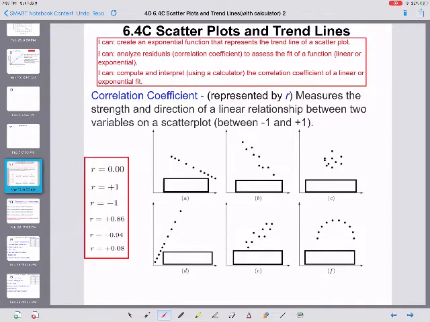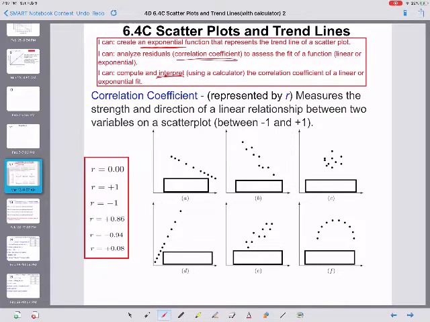We're going to be able to create exponential as well as linear trend lines of a scatter plot, and we'll get into exponentials a little bit later. But analyze residuals, those are the correlation coefficients, to assess the fit of a function, whether it be linear or exponential. And then lastly, I want you to be able to compute and interpret, and we will be using a calculator, the correlation coefficient of a linear or exponential fit.